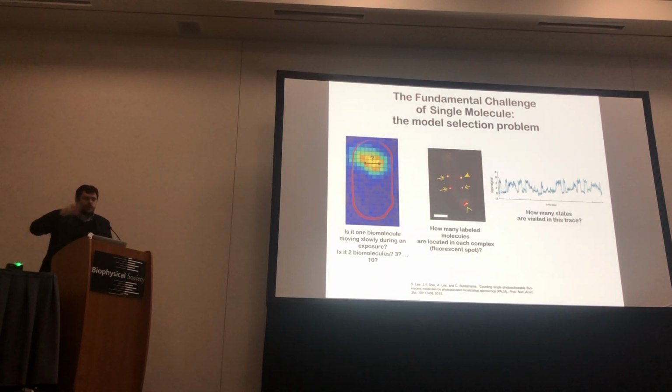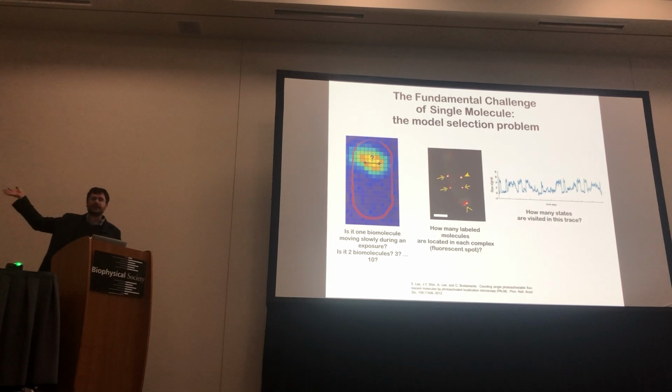To help motivate this problem, I would say that we confront one fundamental problem in single molecule biophysics, or I would argue in biophysics perhaps even in general, and that is the model selection problem. The data is complex. Single molecules themselves are rattled by thermal fluctuations. Measurements add incredible noise. And so it's deeply uncertain what model is responsible for the data as we see it.